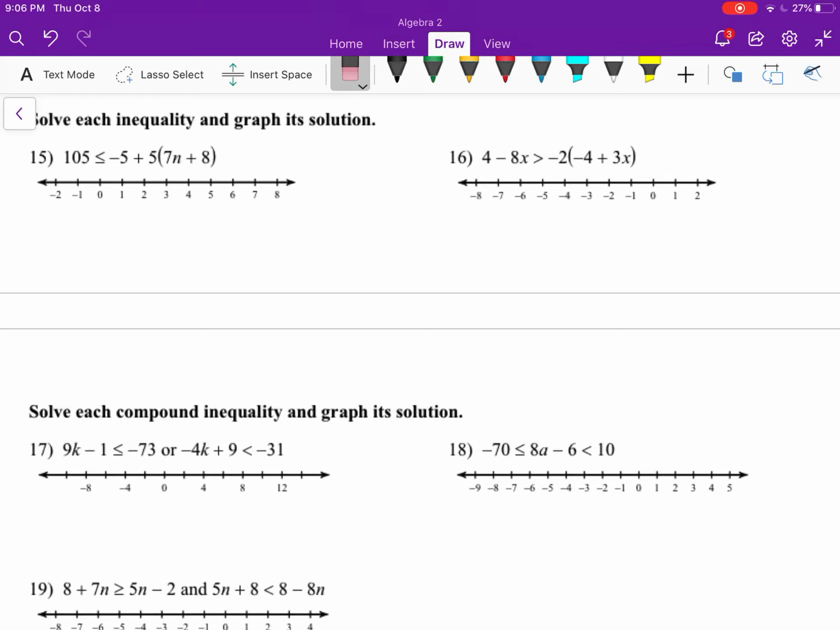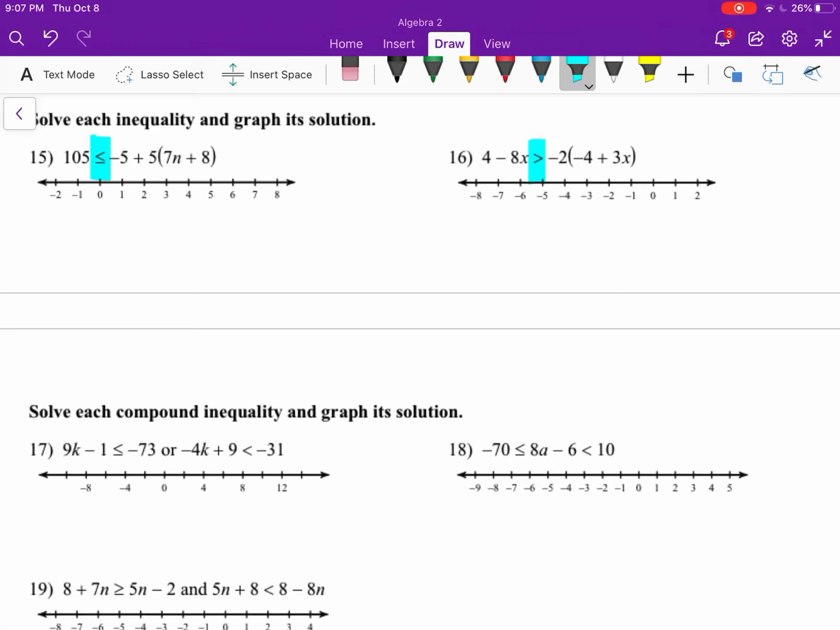15 and 16 are very much like solving equations. The only difference is it's got the inequality sign. And so therefore we don't get a single solution. We actually have an infinite number of solutions because it's usually to the left or right of a certain number. There are also some special cases where you could get no solution or something like that, or everything works. But we want to solve these like solving equations.